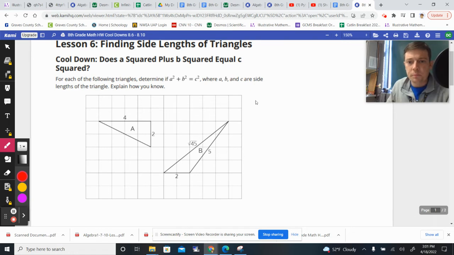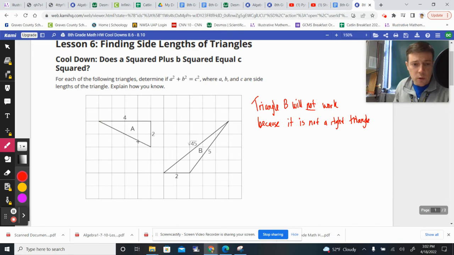So we're going to say triangle B will not work because we found out today in class that the Pythagorean theorem only works whenever the triangle that you're dealing with is a right triangle. So triangle B will not work because it is not a right triangle.